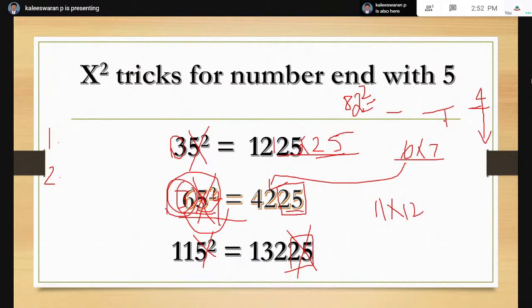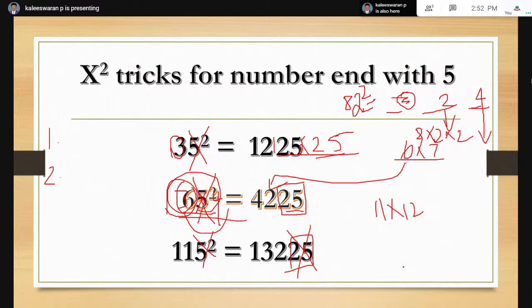What is the second step? You should be careful on this step. Multiply all the digits in the number. What are the digits there? 82. 8 into 2, including the square 2 also. 8 into 2 into 2. 16 into 2 equal to 32. 32, 2 and we carry 3.